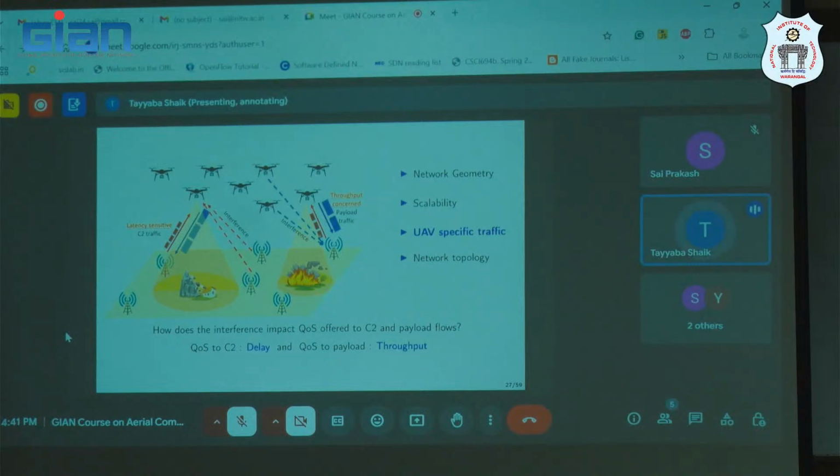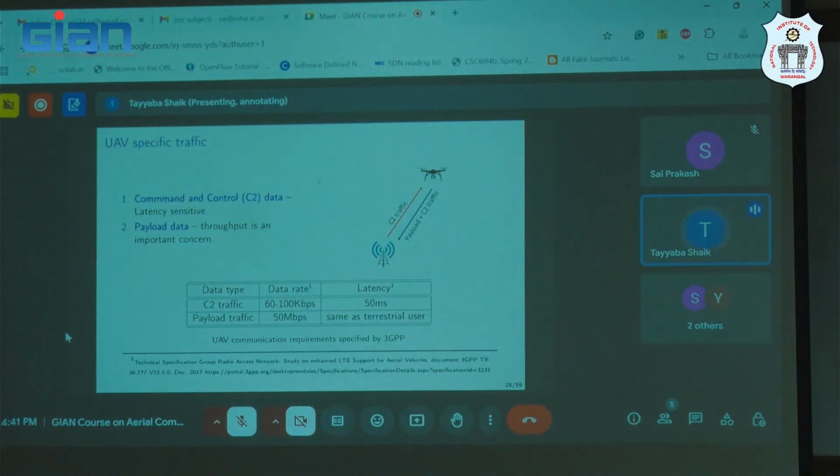So assuming that all the base stations are using the same channel, we see interference at this UAV. We'll see how, in the presence of interference, this latency-sensitive traffic and the throughput-concerned traffic would get affected, and how both these parameters, the delay and the throughput, are a function of the base station density and the UAV density. So this is what I was mentioning.